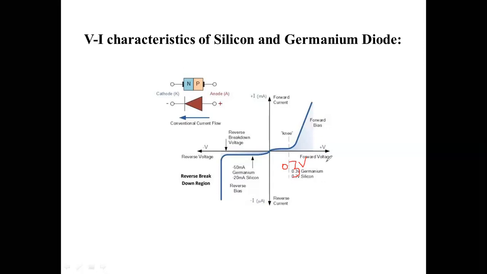In the exam, sometimes they will ask you to explain the VI characteristics of a silicon diode. In that case you need to show 0.7 volt here as the cut-in voltage, or you can say threshold voltage. If they say germanium, you need to show it as 0.3 volt. That's it. The remaining explanation will be the same, everything will be the same.